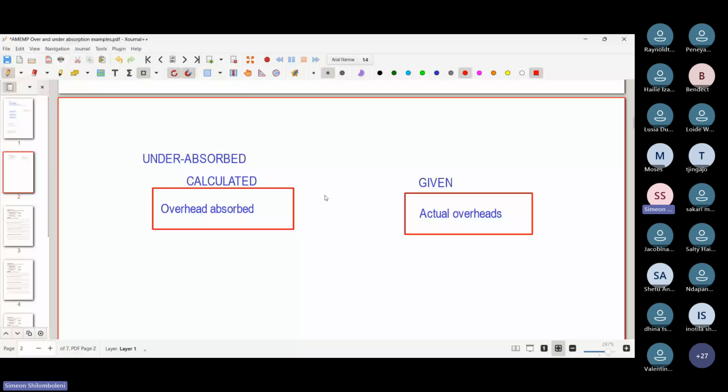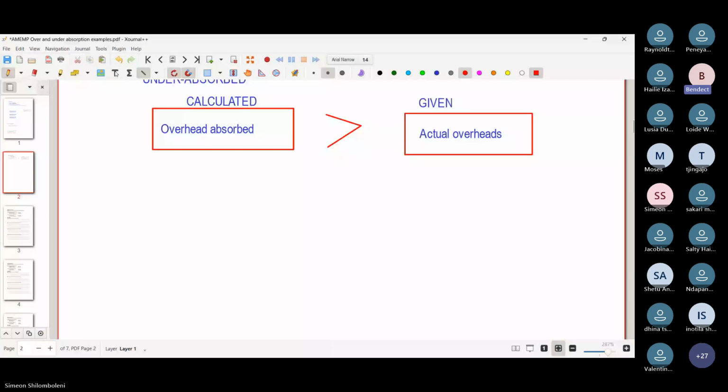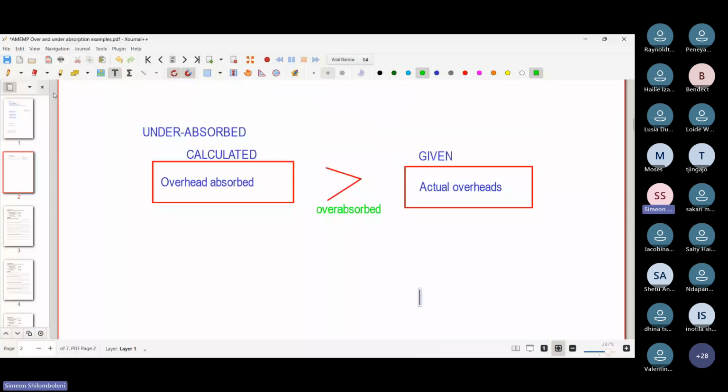If we get this situation where this is like this, is that under or is it over? Over absorbed. This one is over absorption. If you find a situation that is like that, then it's over absorbed. And then, I don't know why I have this one. This one, let me remove it.